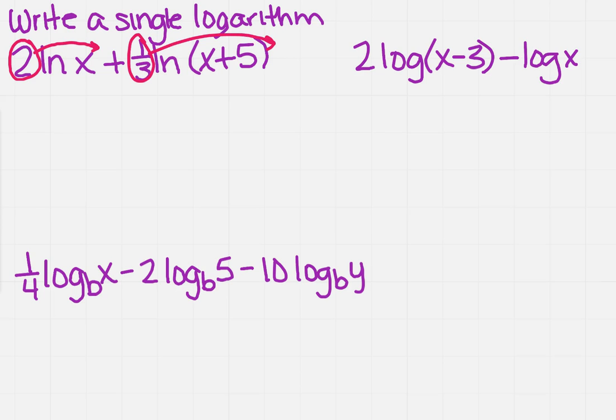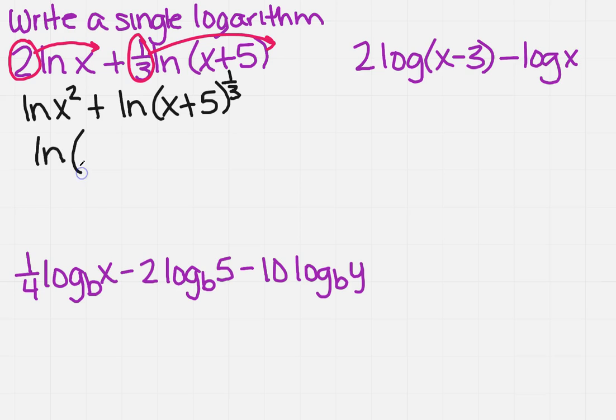So that's going to look like the natural log of x squared plus the natural log of (x + 5) to the 1/3. So now it doesn't look quite as scary, right? Now we know if we've got an addition sign between two logarithmic functions, that's actually going to be multiplication. So I'm going to get the natural log of x squared times (x + 5) to the 1/3. Now, is that an acceptable answer? As far as I'm concerned, it is.